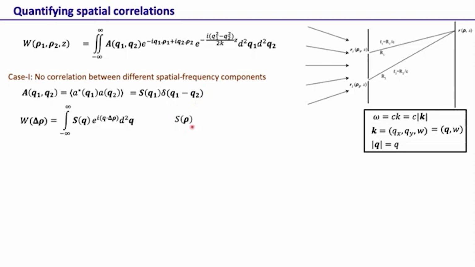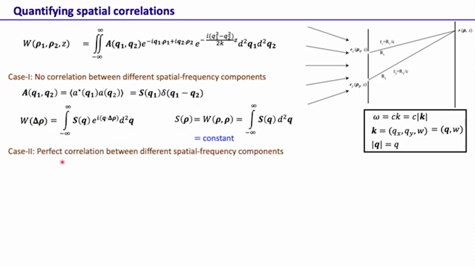Now what about intensity or spectral density? This S(rho), which is simply W(rho, rho), is the integral of S(q) dq, so this is just a constant. So for this case, when there is no correlation between different spatial frequency components, the intensity or the spectral density is constant, and the correlation function depends on the spatial coordinates only through their difference.